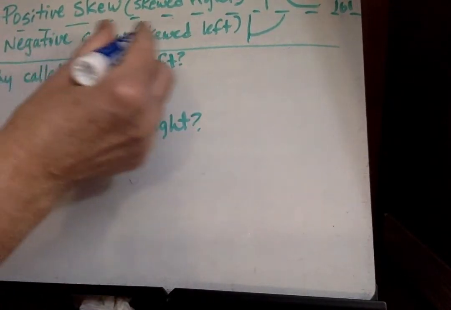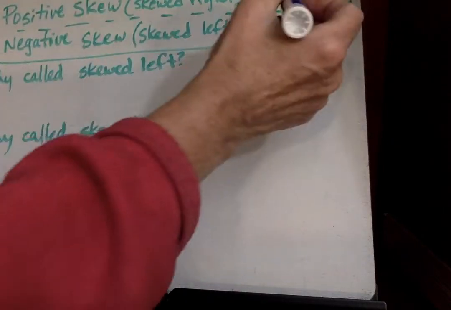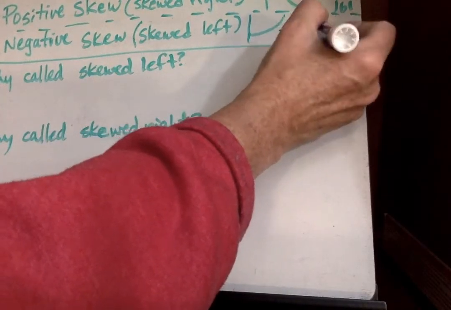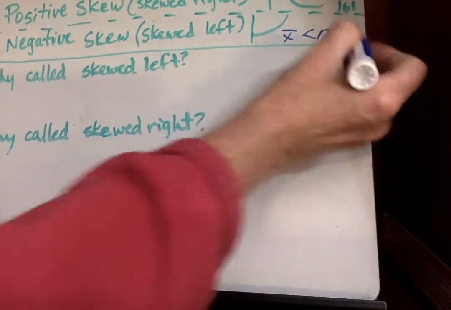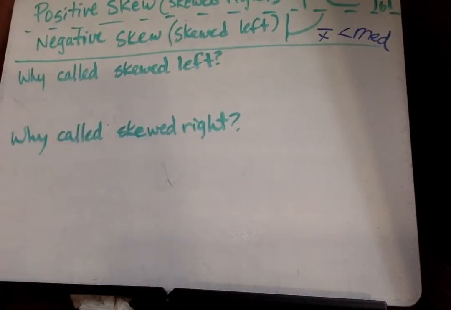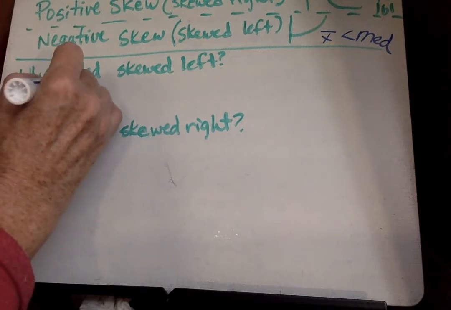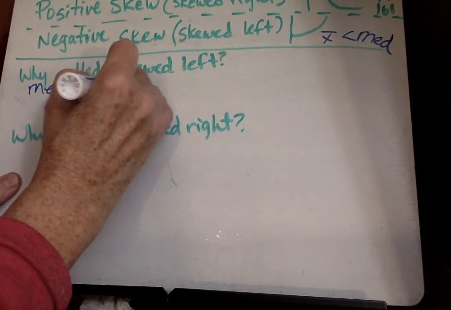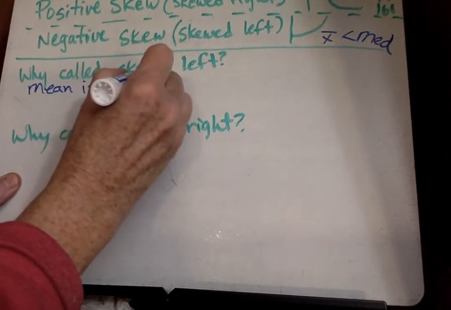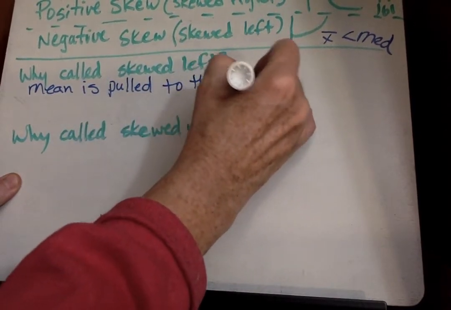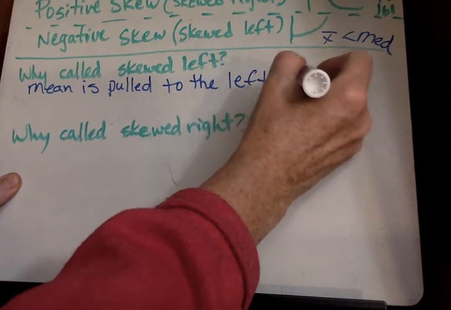Okay, if it's negative skew or skewed left, we're going to say the mean is less than the median. Okay, why is it called skewed left? The mean is pulled to the left of the median.